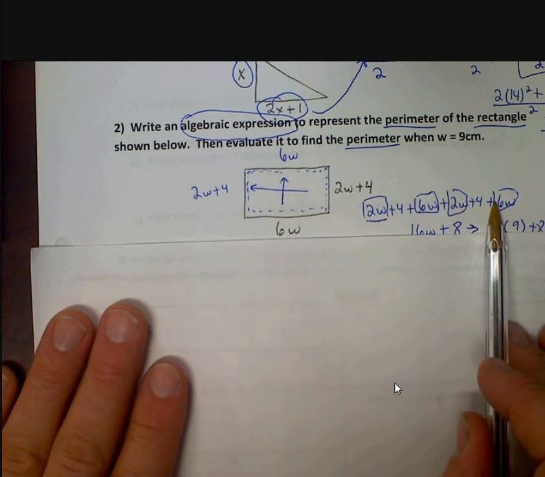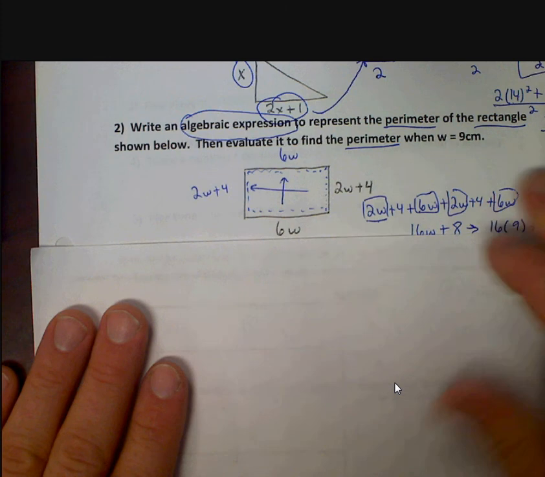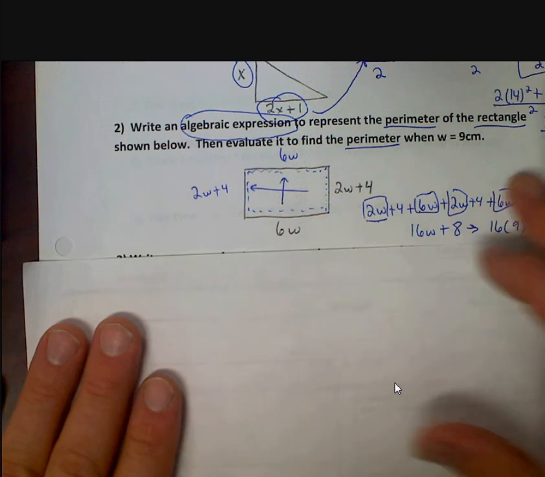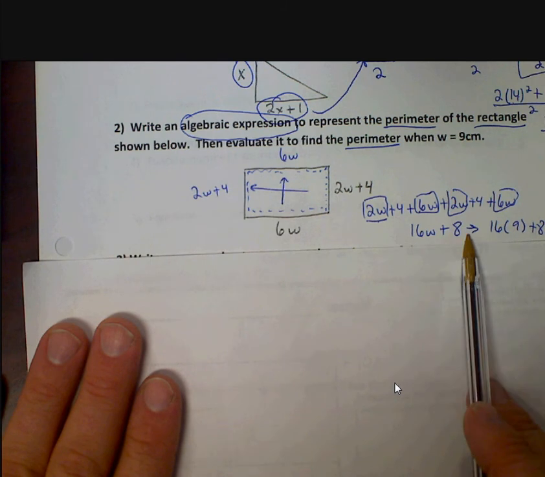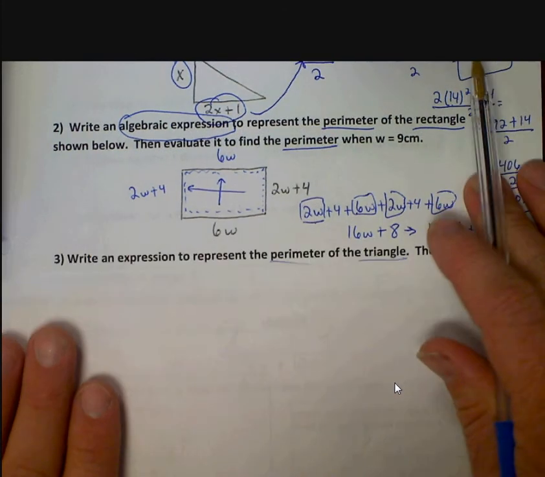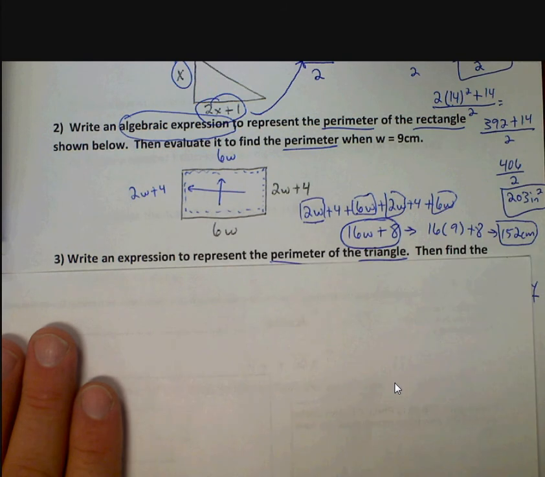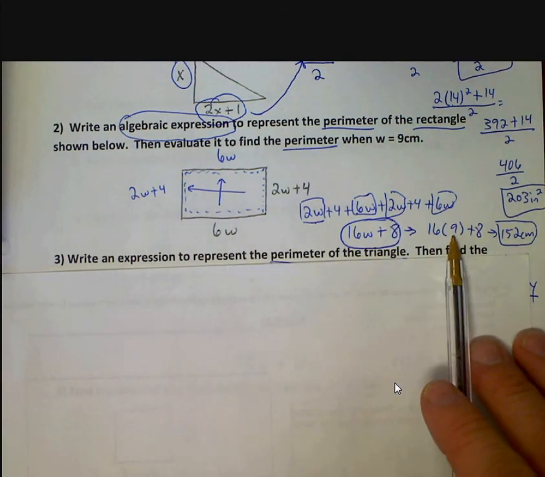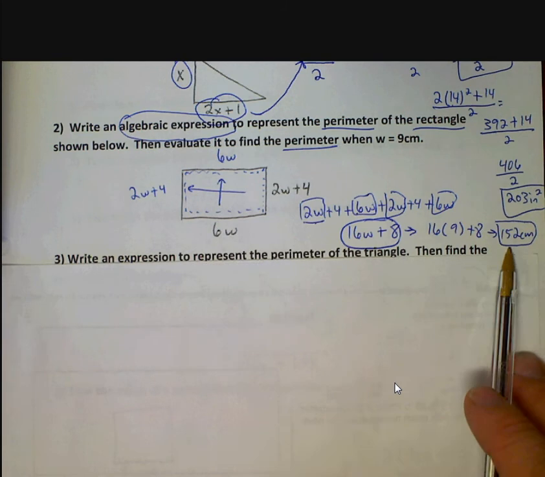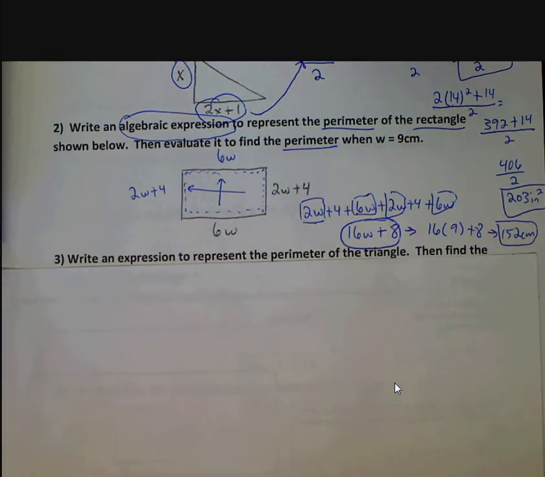So perimeter means I'm going to add up all the sides. Once I know my sides, then I can go ahead and combine like terms. When I combine like terms, I get 16w plus 8. That is my algebraic expression. Now I can go ahead and plug in 9 for w. 16 times 9 plus 8 gives me 152 centimeters.